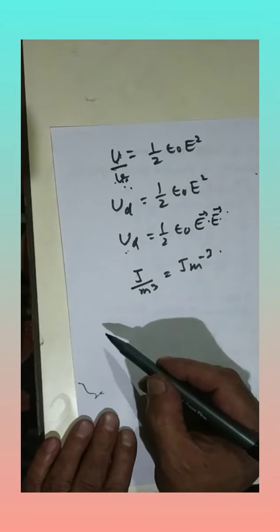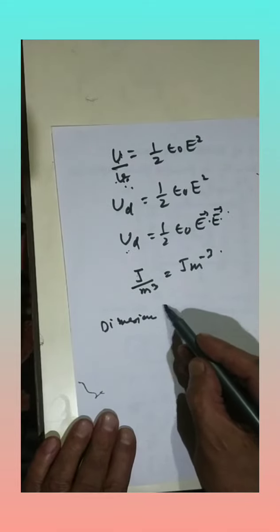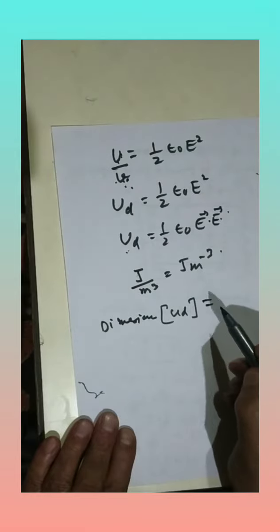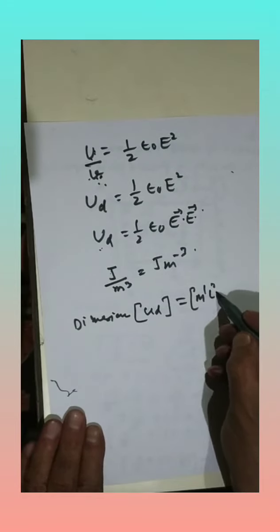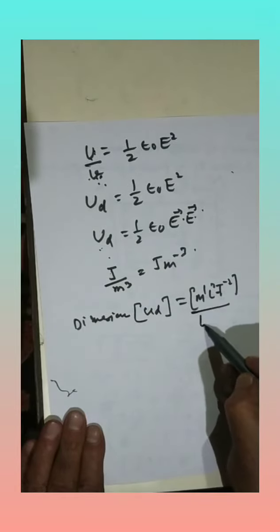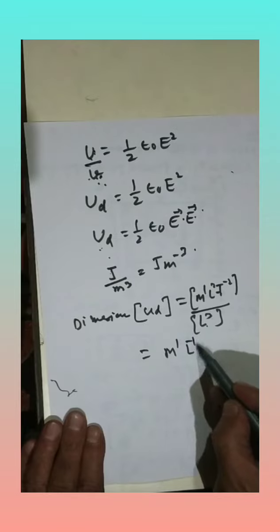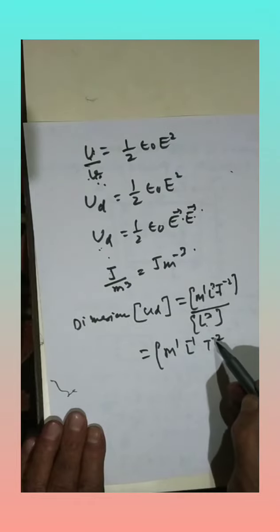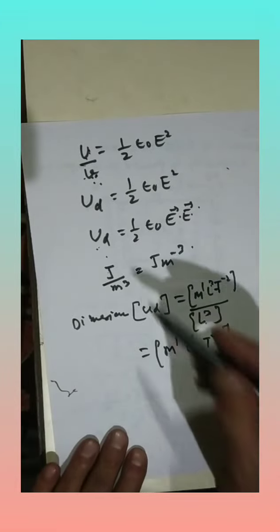Now these dimensions are important. Energy density UD, what is its dimension? The dimensions of energy are M1 L2 T minus 2, per unit volume, so divided by L cube. So it will be M1 L minus 1 T minus 2, because 3 minus 2 leaves one, with a minus sign. Okay, so this is the relation for energy density.